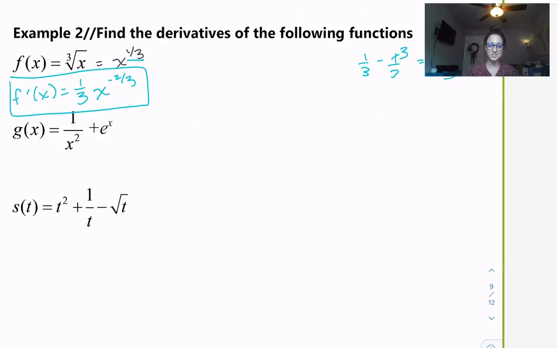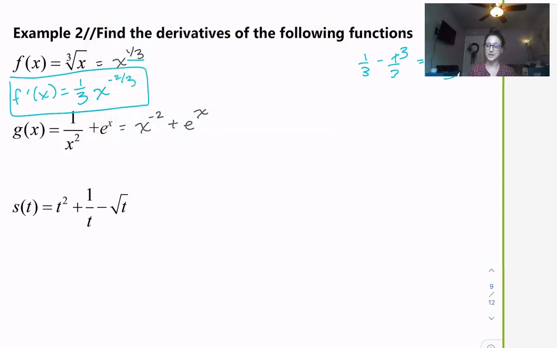All right, let's try g of x. Okay, what term or terms do we need to rewrite? We need to rewrite that first term, correct? So I'm going to rewrite that as x to what power? X to the negative 2. And then I still have e to the x. Okay, that just comes with me. I need to keep it as is. Is that the derivative? That's not the derivative.